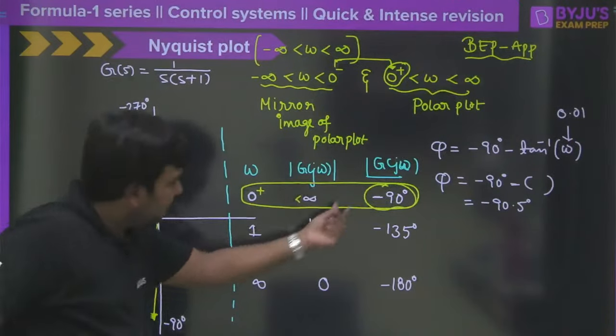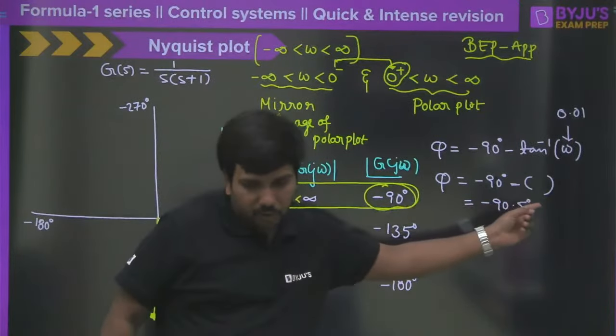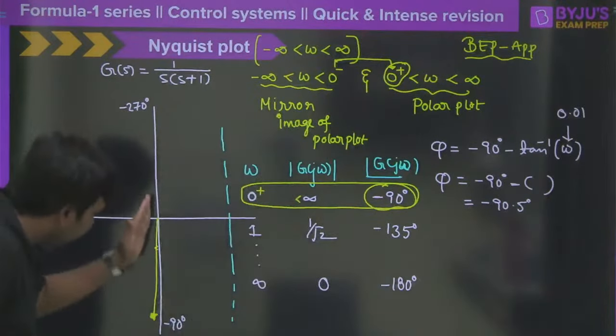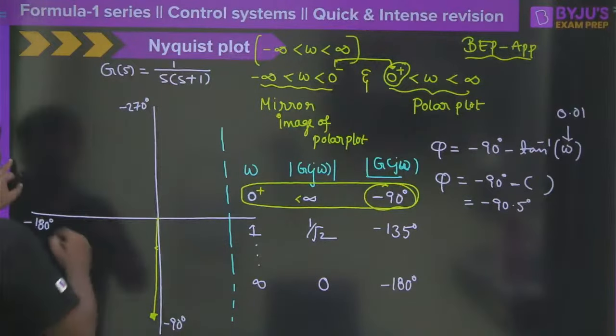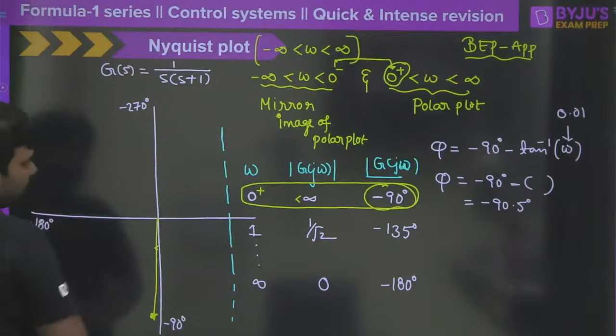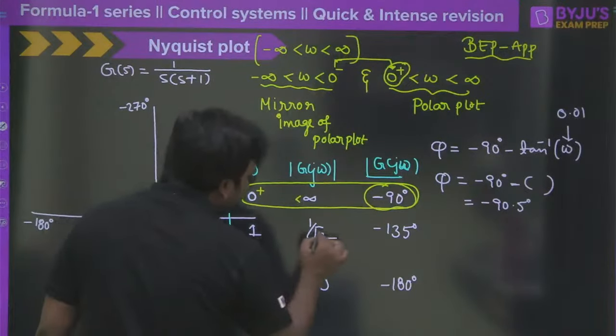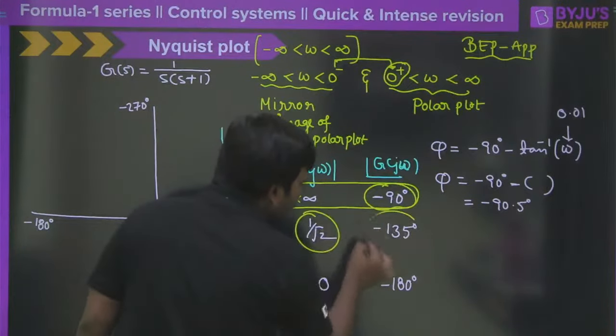Magnitude is very high and the phase is also coming minus 90.5 degrees. That's why I have written a line which is exactly like this. Is it clear? Yes. Very good. So other students, please look at what will happen when I keep omega equal to 1. Magnitude is 1 by root 2, phase is minus 135.